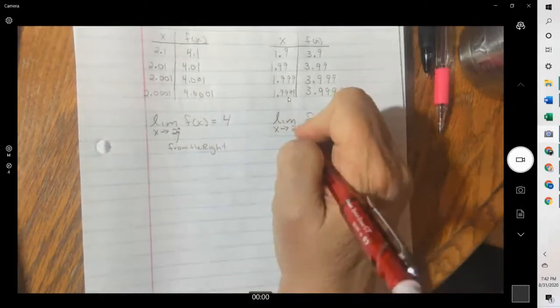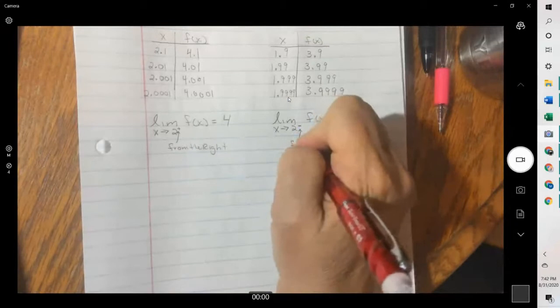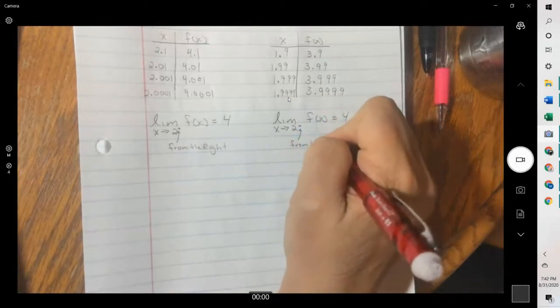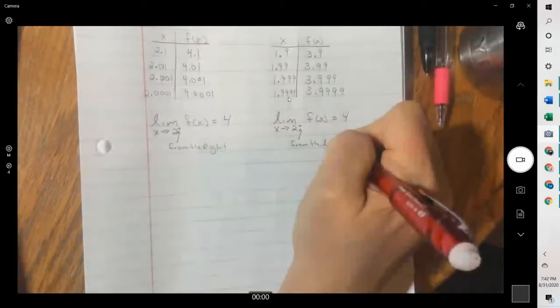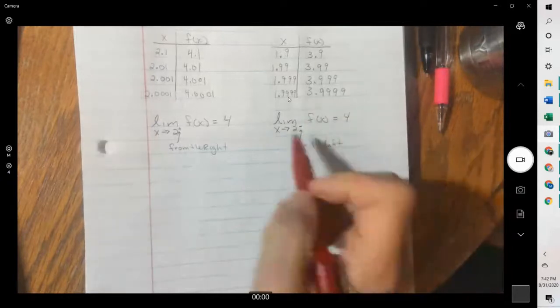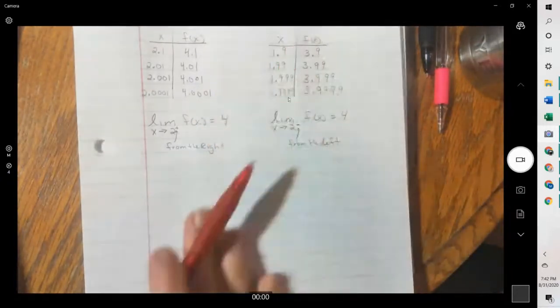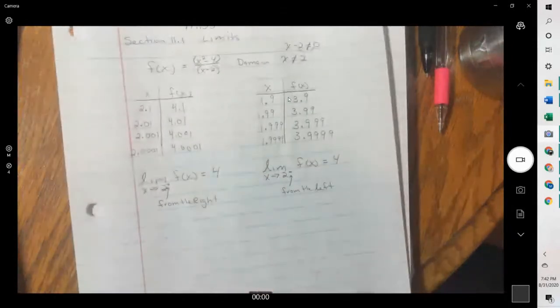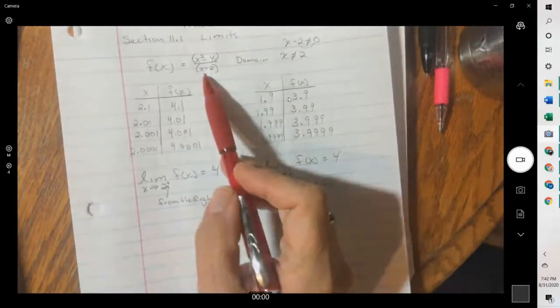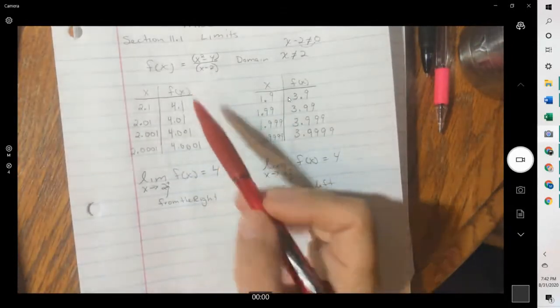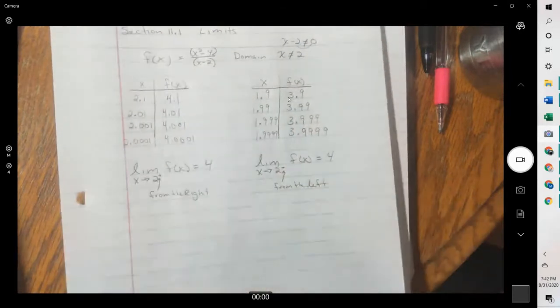So this minus up here means from the left. So it's a little bit smaller than 2, because we can't just plug 2 in, we get 0 in the denominator. So that's one way of looking at a limit.